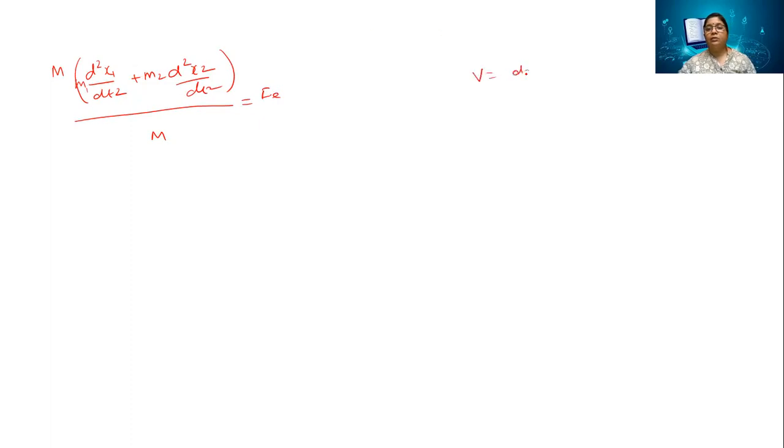Now I am going to rewrite this equation as M into (M1 d square x1 by dt square plus M2 d square x2 by dt square) divided by M is equal to F of E. Now what is this? You know velocity is equal to dx by dt. This is just a revision. And you know acceleration is dv by dt. So acceleration is d by dt of dx by dt, or acceleration is going to be d square x by dt square.